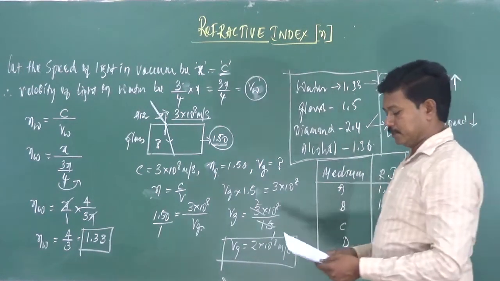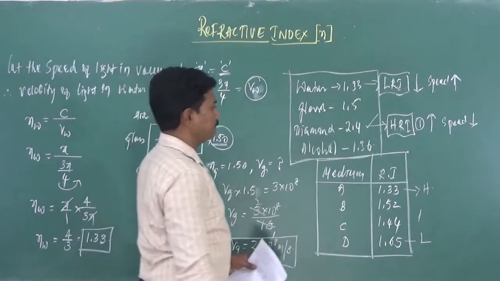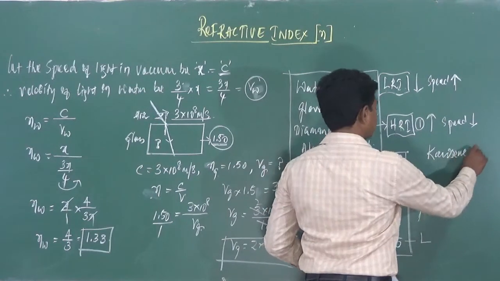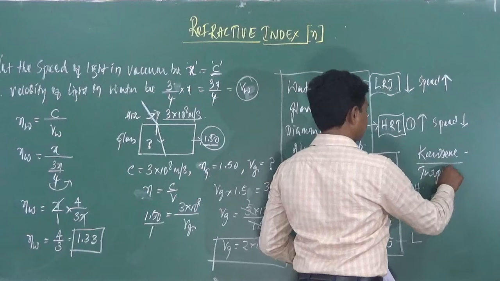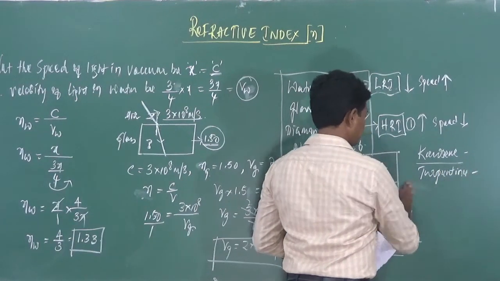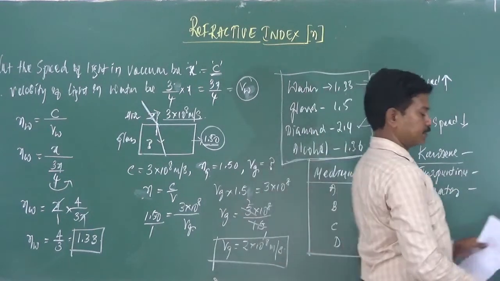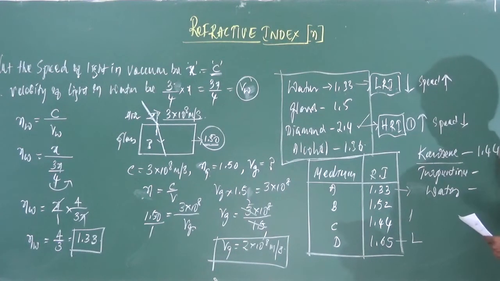Okay. So I will give you a homework now. I have 3 substances with me. One is kerosene. Another is turpentine. And another is water. So the refractive index of kerosene is 1.44, turpentine is 1.47 and water is 1.33. So these are the things given.